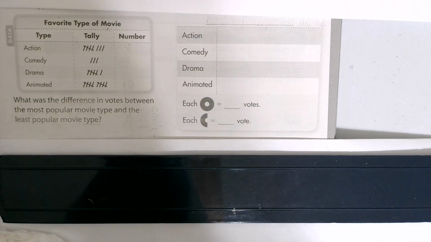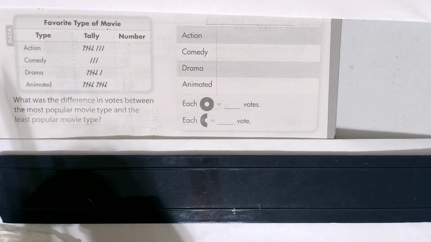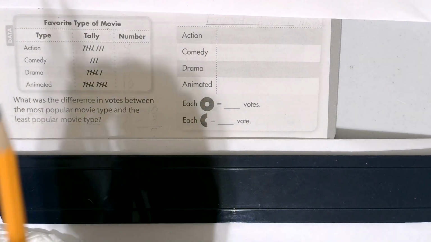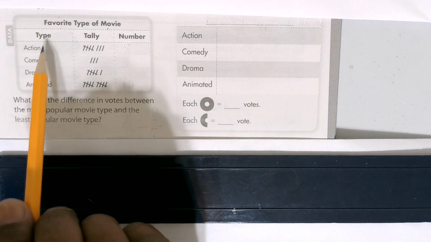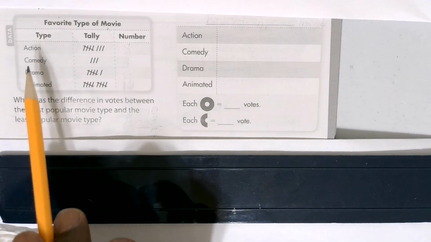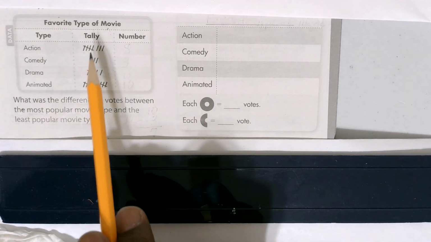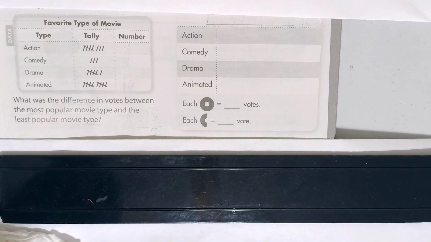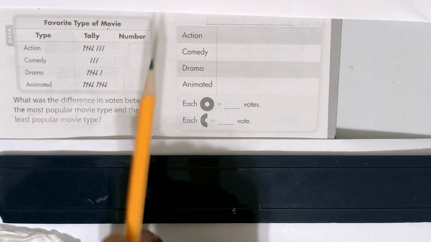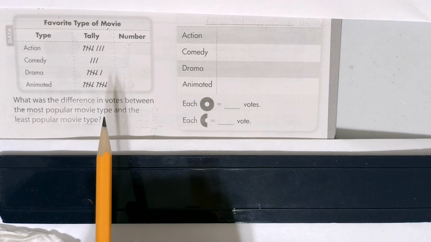All right, let's look at our information and get started. This graph is dealing with favorite types of movies. That's our title. The data that we have here is the type, which has four types: action, comedy, drama, and animated. You also have tally marks that represent the number of votes that each of these types got. And then we also have a category for number, but it's blank. All right, so let's fill those in.